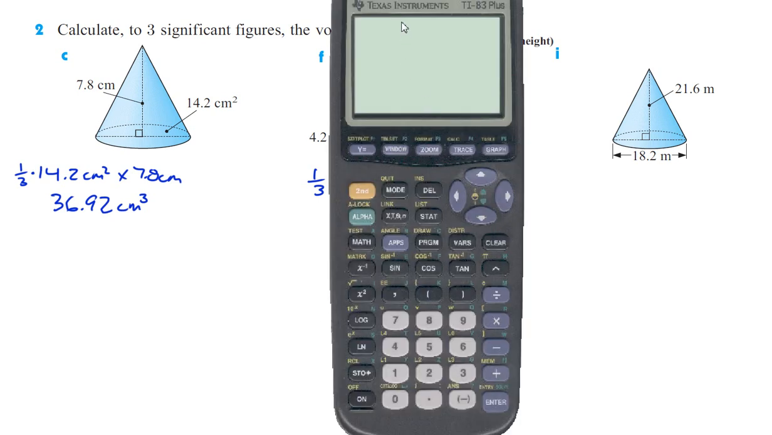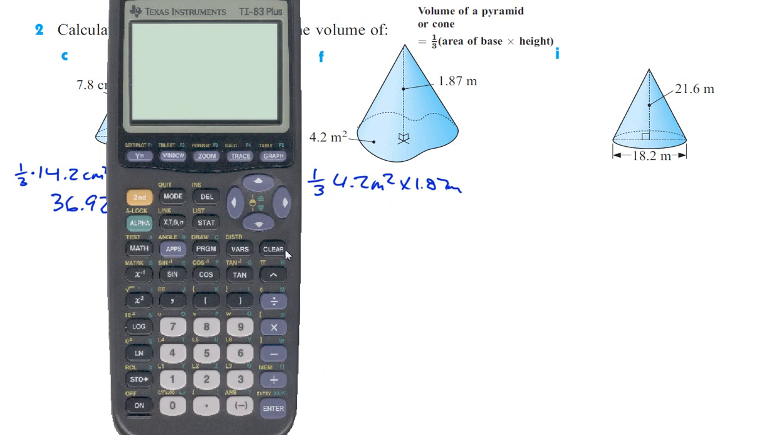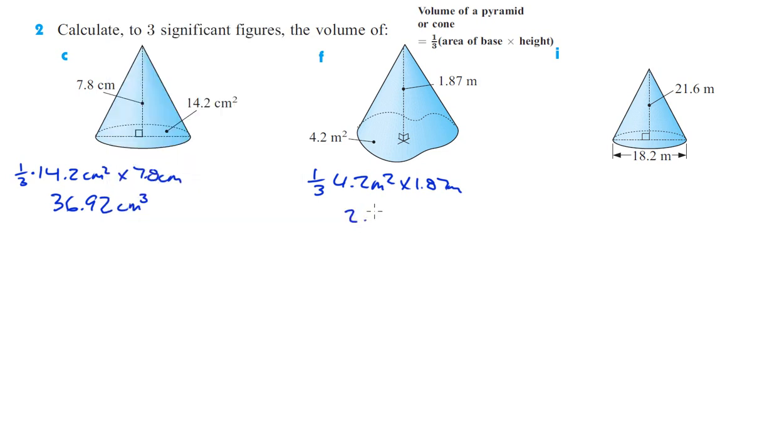Alright, so let's put that in. 1 divided by 3 times 4.2 times 1.87 gives us 2.618, and that is going to be meters cubed. So here are our answers so far. And then this last one here.